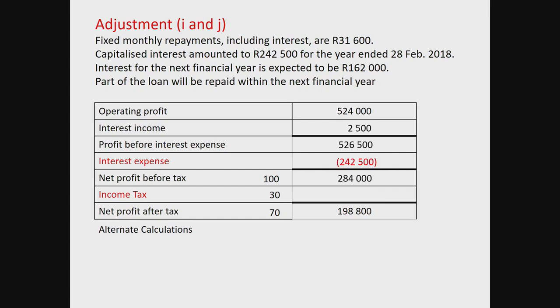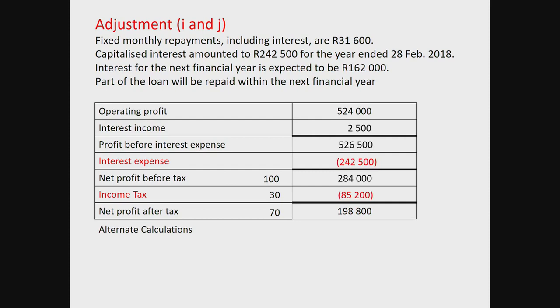Then adjustment I or J kicks in. It says income tax is calculated at 30% of the net profit before tax. So I have my net profit before tax of 284,000. I multiply that by 30%. And then we have the figure of the income tax, which is 85,200. And those figures must be shown in brackets to indicate that you are going to minus or deduct them to get the answer. Okay.